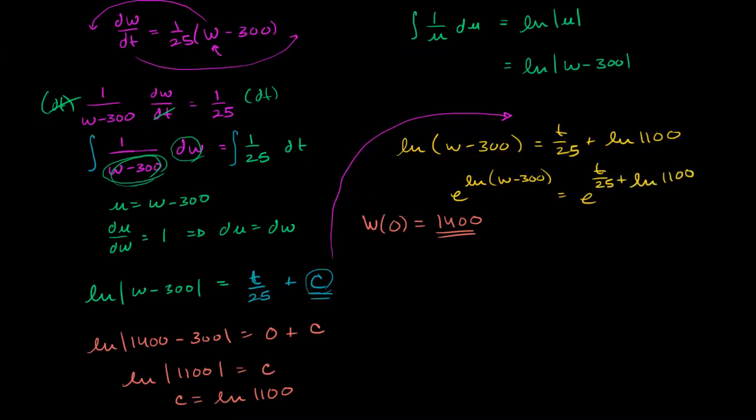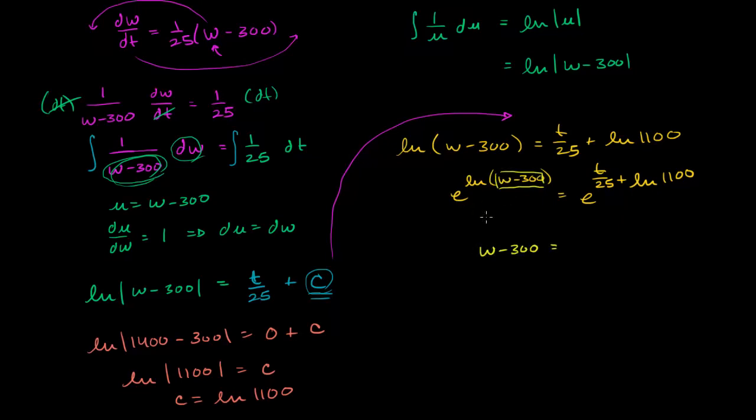Just to get the real estate, let me delete that. All right, now I can keep working right below that. And so e to the natural log of something is just going to be equal to that something. The natural log is what power do I have to raise e to get this thing? Well, I'm raising e to that power, so I'm going to get this thing. So the left-hand side just becomes w minus 300.